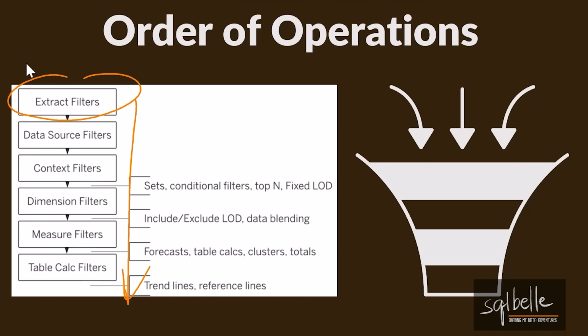For example, if we apply an extract filter, which is at the very top of this diagram, it means that the portion of data that we filter out technically disappears downwards. It's no longer available in the later stages and operations. On the reverse side, if we try to filter something using a table calculation filter, that filter doesn't really affect our extract filters because it's way down in this hierarchy.